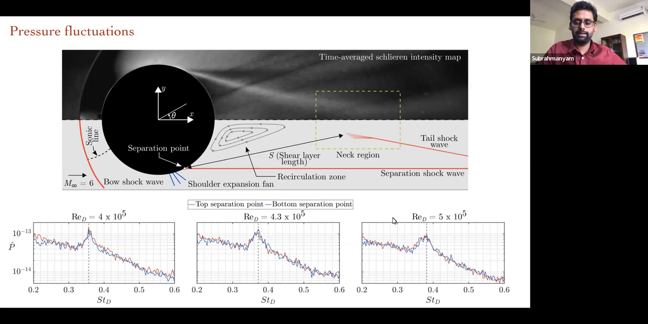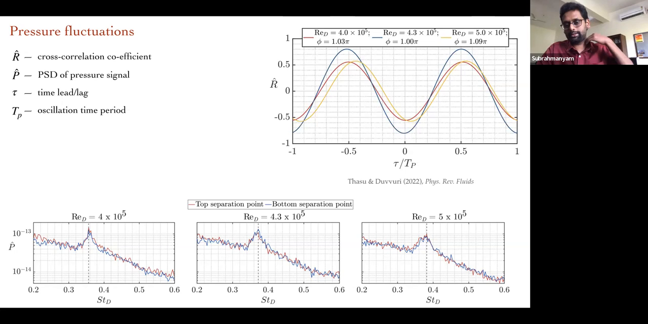And again, not very surprisingly, you do see a peak at the frequency corresponding to the coherent oscillations in the near wake, right? So this data tells us that there is indeed a signature of this frequency when you look at the pressure values at the separation points. Now, since we have this time resolved pressure data, what it allows us to do is look at the phase relationship between disturbances at the top and bottom shear layers, right? So we ran a simple cross correlation between the top and the bottom pressure signals.